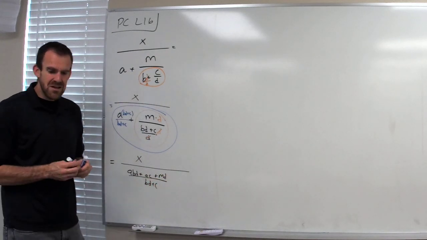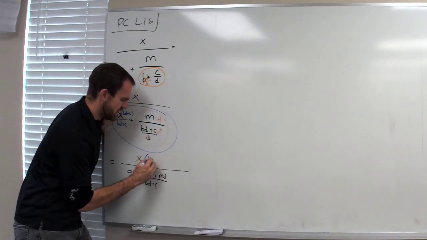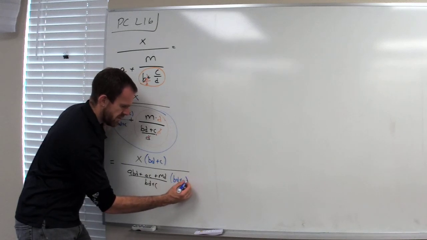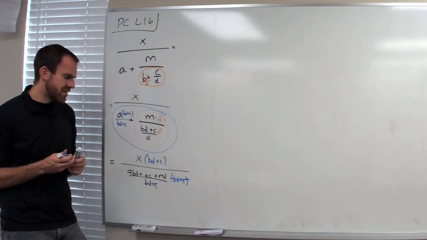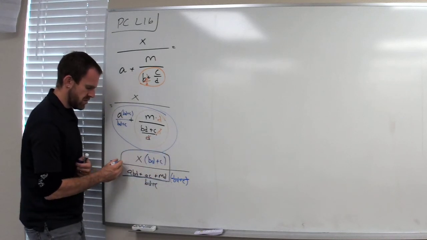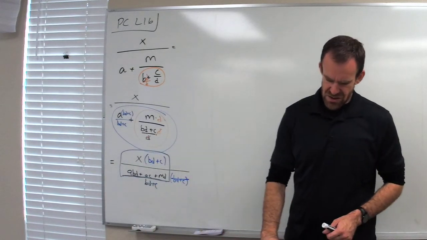My last step is to get rid of the denominator here by multiplying on the top and bottom by bd plus c. With those gone, that's my final answer. Not too bad. That should be a review from Algebra 2.